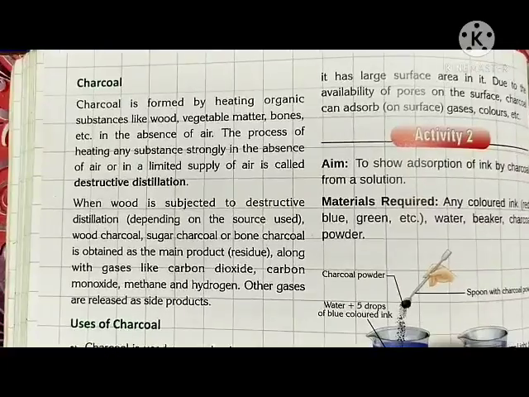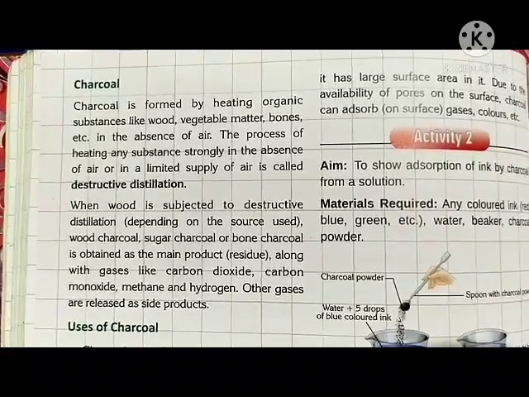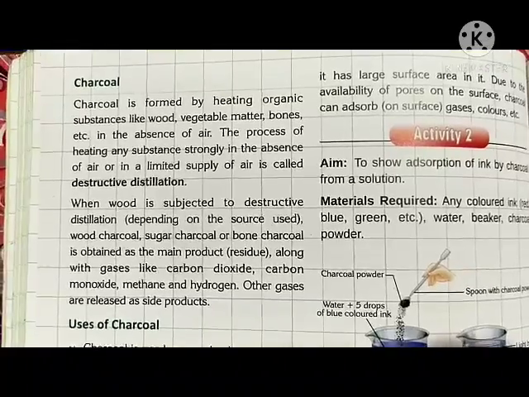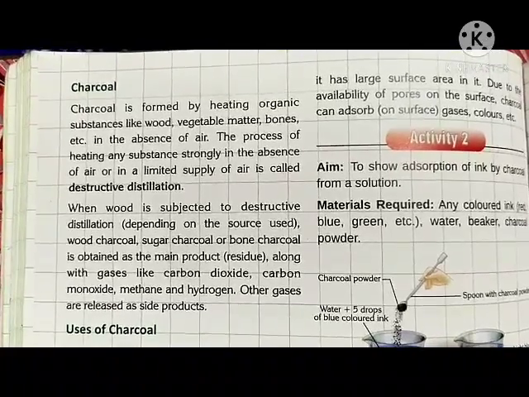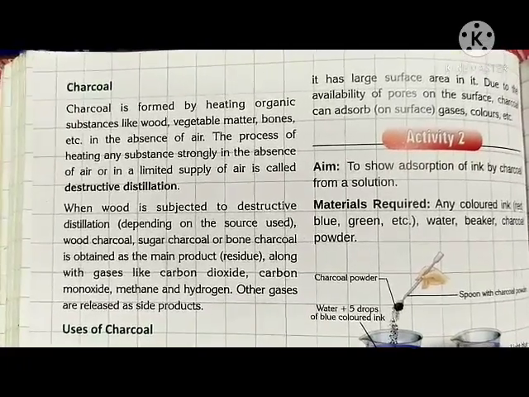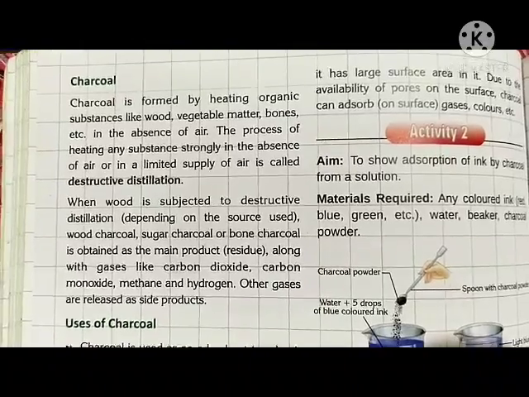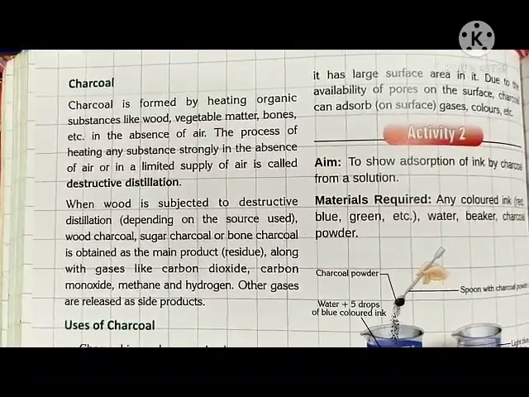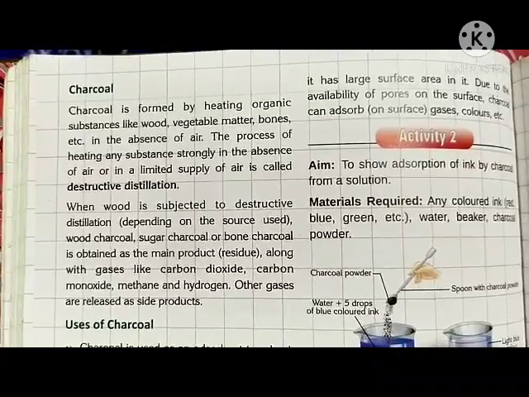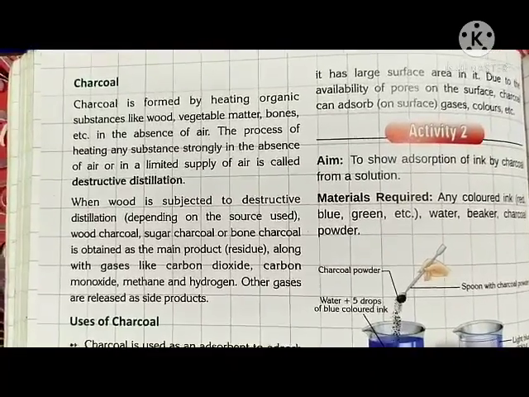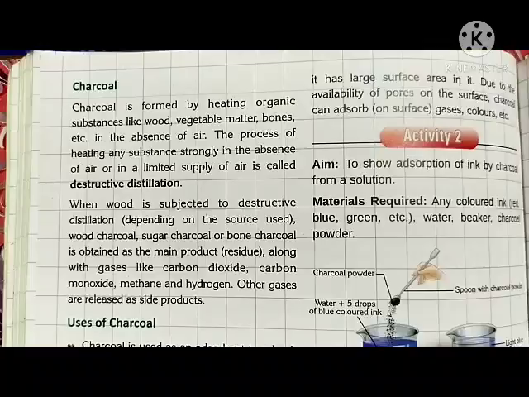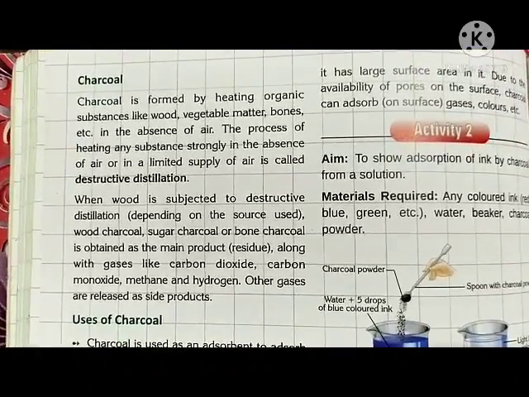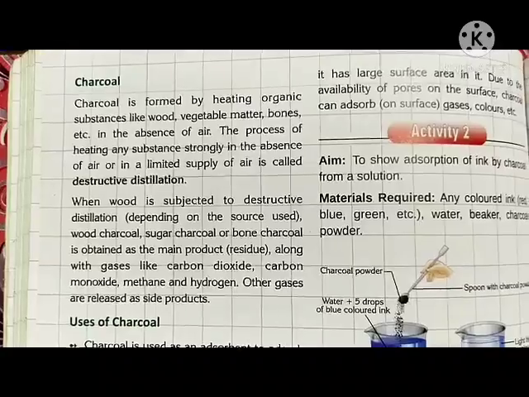This process of heating any substance strongly in the absence of air or in a limited supply of air is called destructive distillation. When wood is subjected to destructive distillation, depending on the source used, wood charcoal, sugar charcoal, or bone charcoal is obtained as a main product.